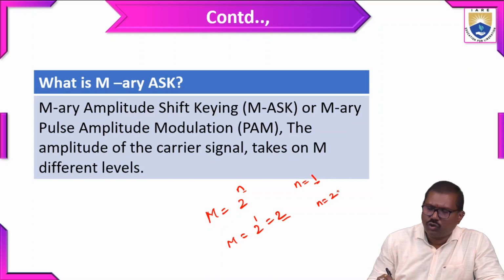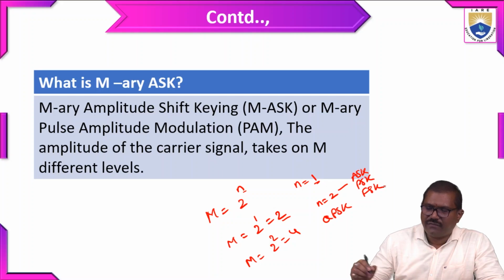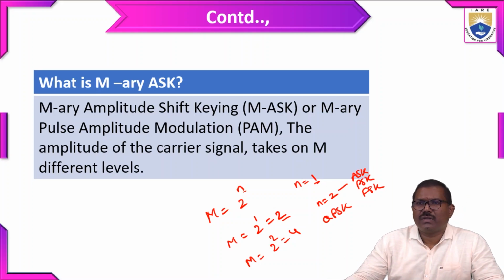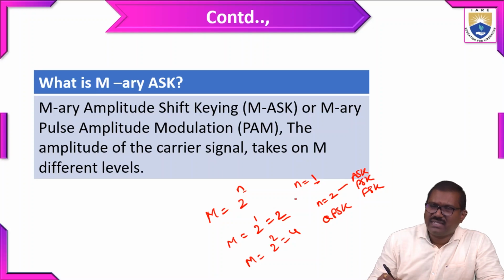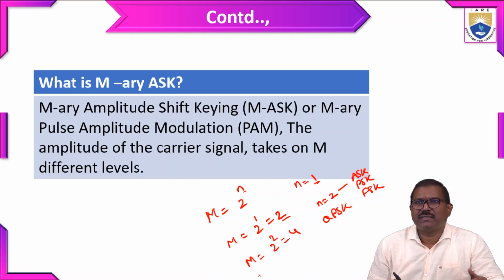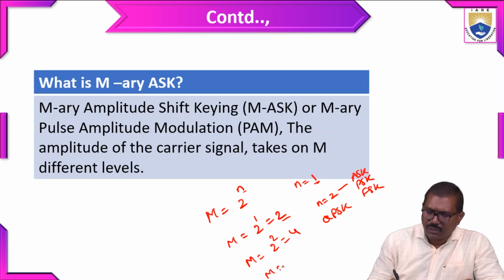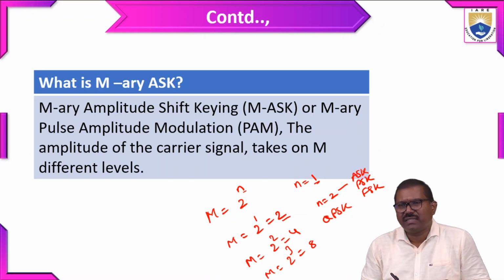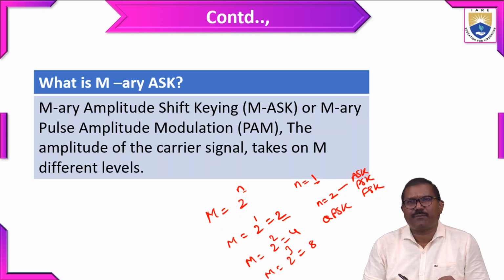For example, N equal to 2, I can send 2 bits. What is my M value? 2 squared, that is 4. The example of this is QPSK. For N equal to 2, it may be ASK, PSK or FSK. When the N value increases, that is the M-ary technique. For example, M equal to 2 power 3, that is 8, which means 3 bits can be sent at a time.